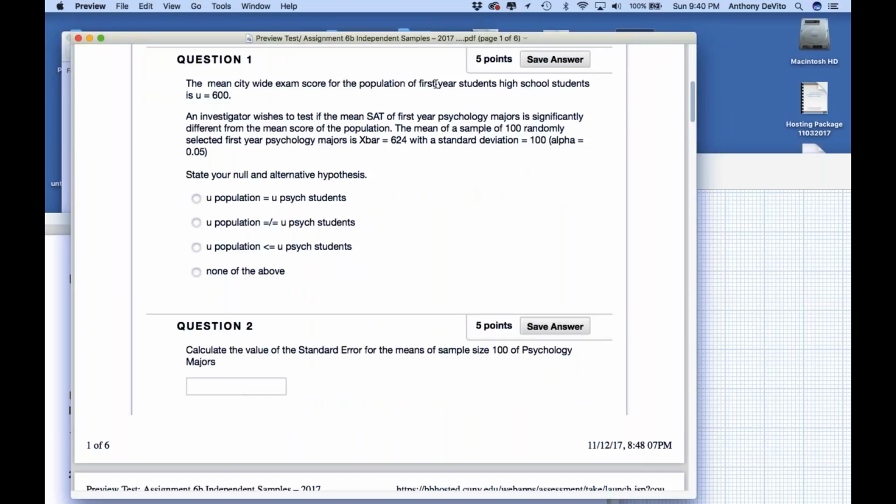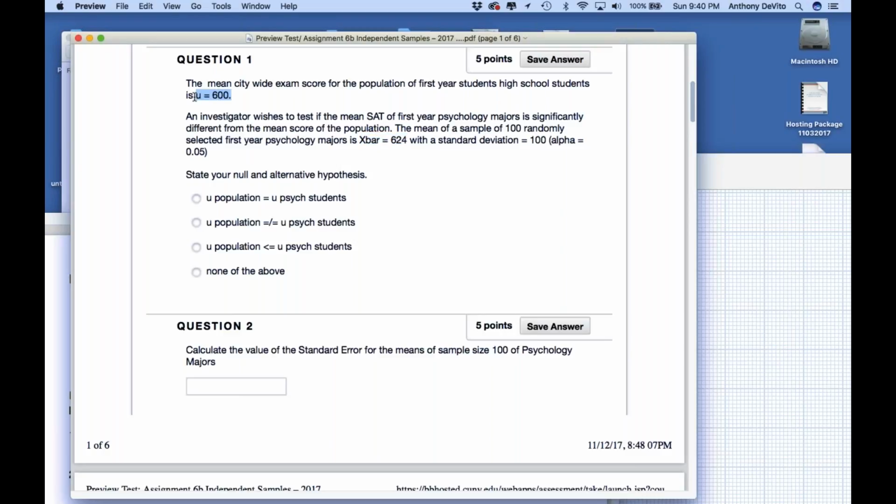The mean citywide score for the population of first-year high school students is 600. We know that mean. That's the mean for all of the students. An investigator wishes to test if the SAT score for first-year psychology students, we've seen this problem before, of course, is significantly different from the mean score of the population. The mean of a sample of 100 randomly selected first-year psych students is 624.